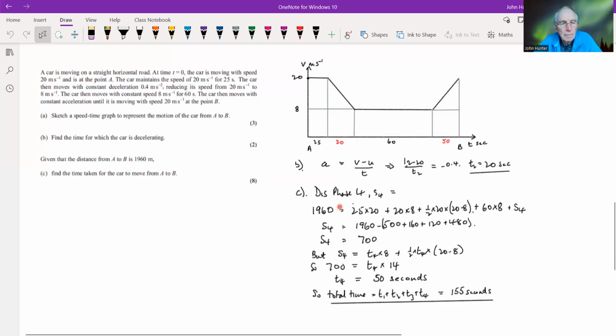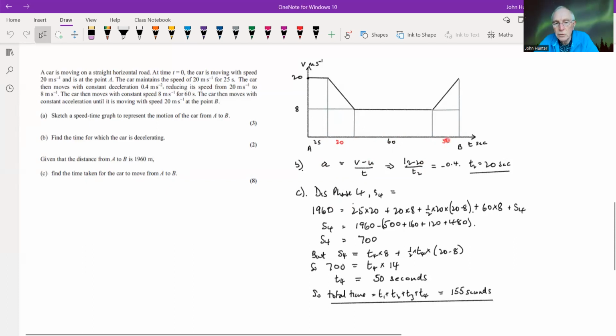Okay, so we've done that part. Given that the distance from A to B is 1,960 meters, in other words the total area under here, find the time taken for the car to move from A to B. Right, well, what we want is this whole length here on the graph. Now we know the ones in black, we've calculated those. We don't actually know this one. So how do we calculate that?